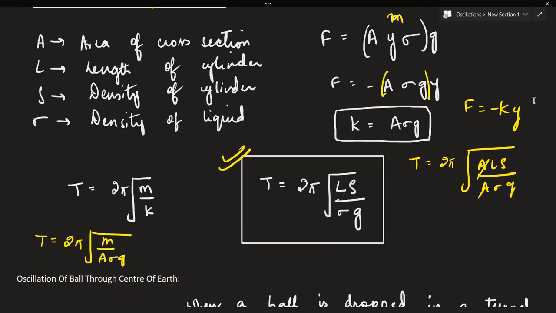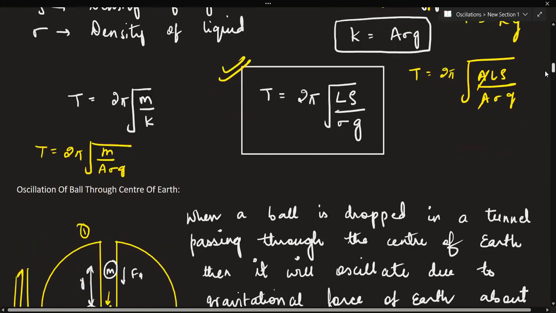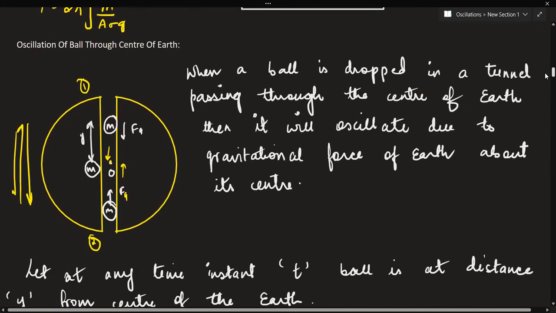Rest of the things you can derive on your own. You can find out the time period, you can find out angular velocity, but deriving K's value all the time will be lengthy. And see, one more, last system is this. If you take Earth, if we have the Earth and we dug a big tunnel, and then a ball is passed through it. Now see what will happen.